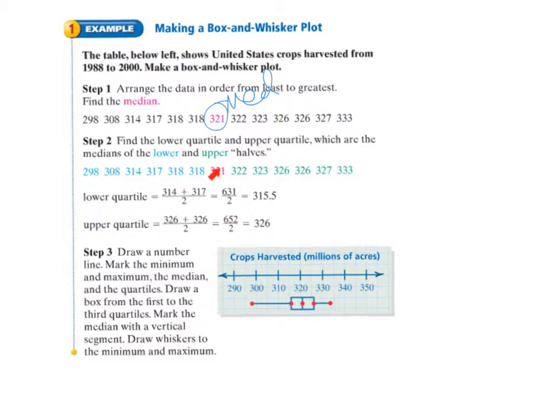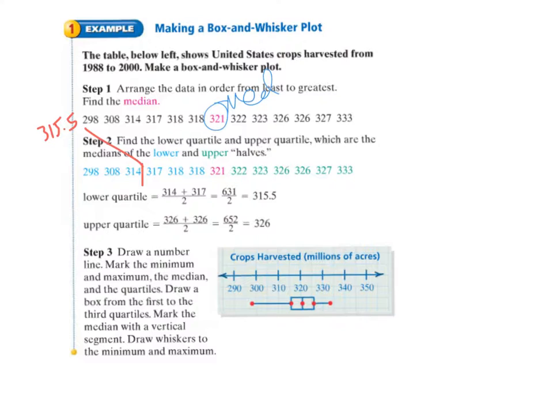So again, remember, never use the actual median when you're finding the lower and upper quartile. That's the biggest mistake kids make. So you cover that up and you go 1, 2, 3, 4, 5, 6. So 1, 2, 3, it's right between these two. So 314 and 317, you put them together, add them up, right? Divide by 2 and you get 315.5. So your median then is actually going to be right here, and that number is going to be 315.5.